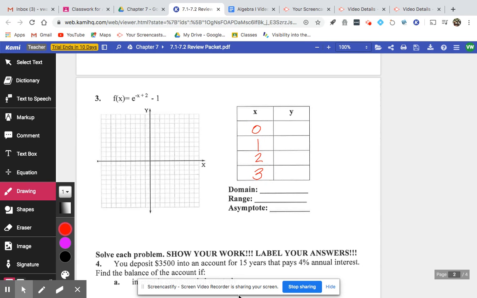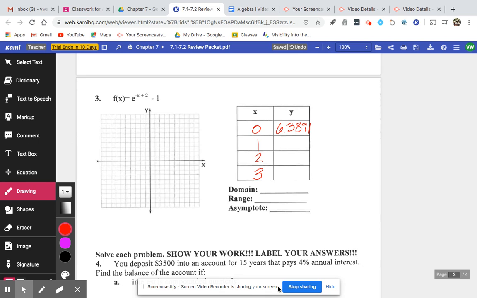Here we go. I'm going to plug in 0, 1, 2, and 3. You're going to need a calculator with this one. I'm not going to lie. So when we plug in 0, we got e squared minus 1. That'll get you 6.3891. I want to be as accurate as I can with this.